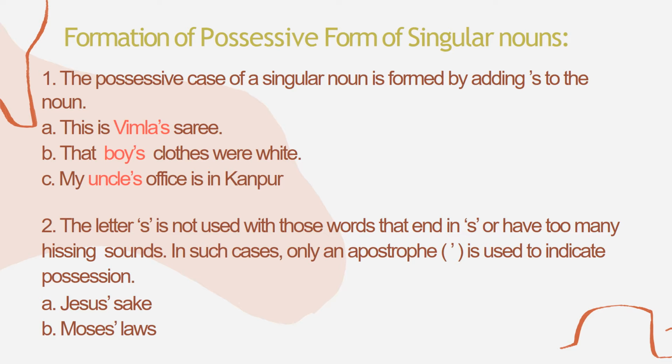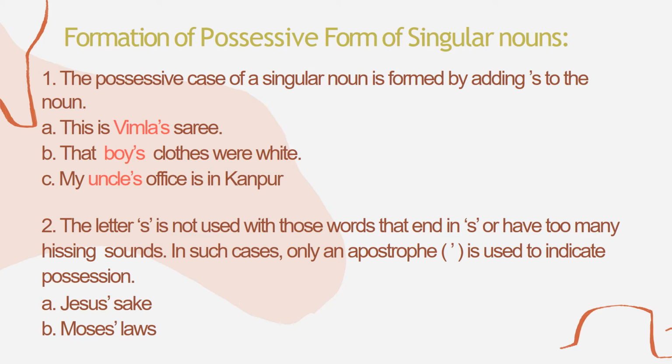Third one is, my uncle's office is in Kanpur. So the office is in Kanpur. But whose office is in Kanpur? Uncle's office. So we will simply add apostrophe s to uncle, which means that the possession lies with uncle, that this is uncle's office in Kanpur.